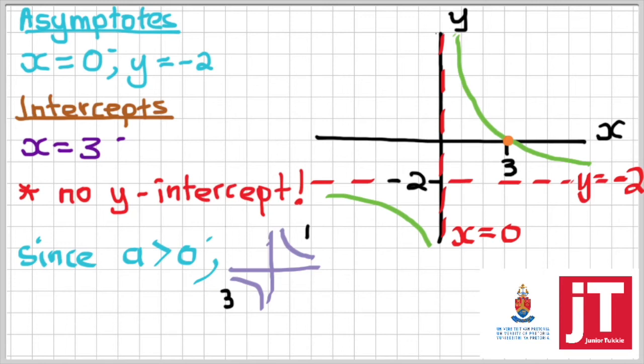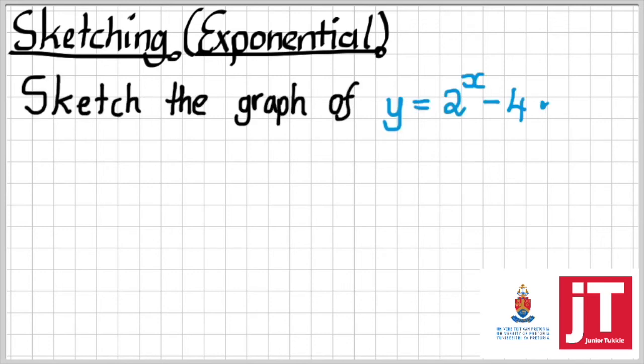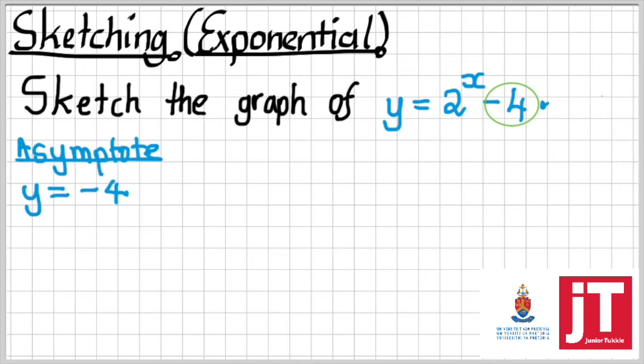We move on to the next function, which is an exponential function. For our exponential function, we are required to sketch the graph of y is equal to 2 to the power x minus 4. Same principle. Remember, the main feature of an exponential function is that we have one asymptote, and that asymptote is simply that q value. So our asymptote is y is equal to negative 4.